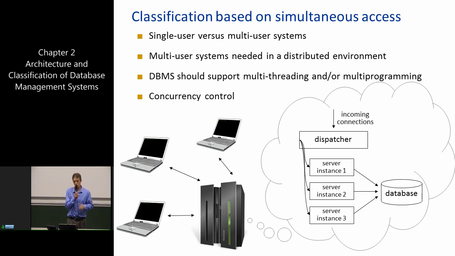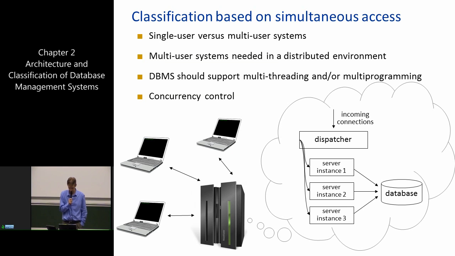Databases are being more and more opened up for distributed processing in a networked environment, right? So that means that multiple users need to simultaneously be able to access the database. So single user systems are obviously no longer of interest, and we want more and more multi-user systems. Multi-user systems are needed in a distributed environment. So the DBMS should control different things here.